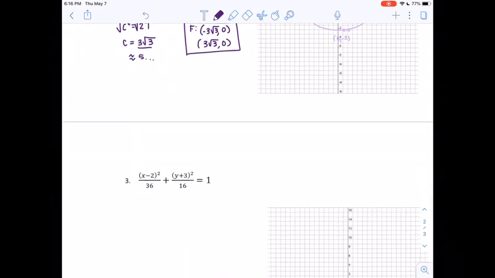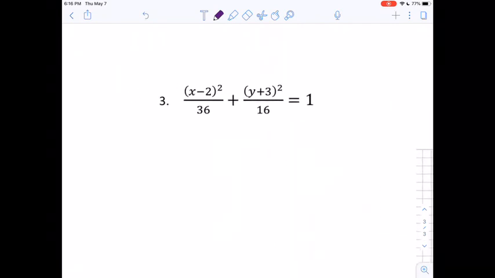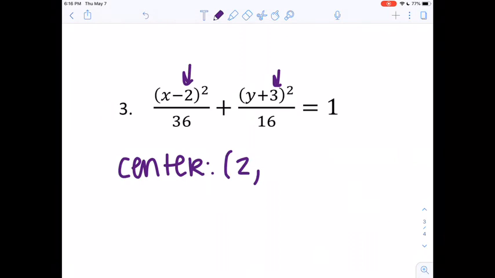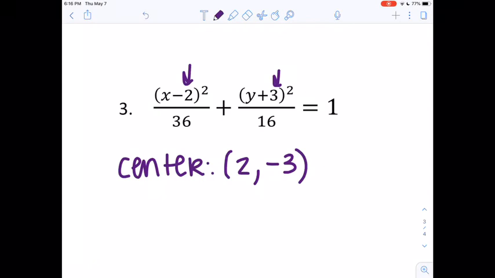Okay. So in number 3, this is a little bit different because now we have a center other than 0, 0. So I'm looking at these two numbers. In this case, my center is located at 2, negative 3. So it's still opposite of what you would think. If it's inside of the parentheses being squared, regardless if it's an x or a y, it's always going to be opposite of the number that you think. So it's going to be 2 and negative 3.